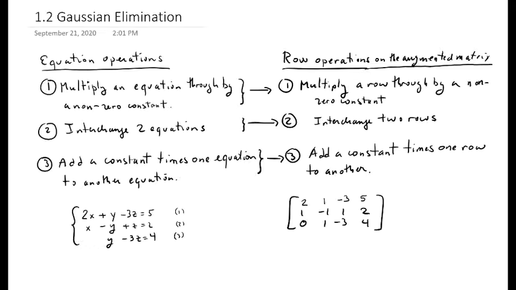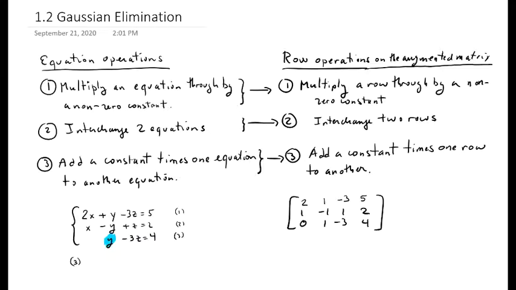What kind of operation is that? Well, here's an example where I'd want to use an operation of this type. Suppose I'd like to eliminate the y here. So what I could do is simply add to equation 3.